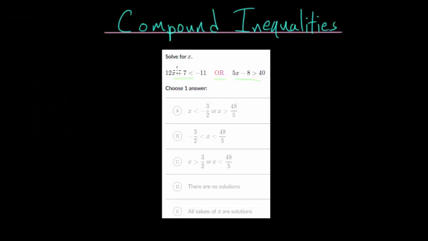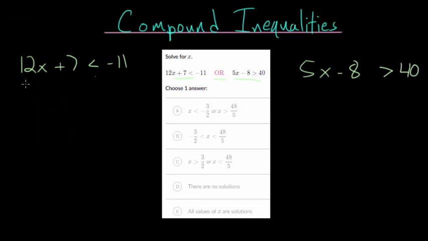So the first step is just to solve each of these inequalities by themselves. So we have 12x plus 7 is less than minus 11. And over here, I'll write 5x minus 8 is bigger than 40. So we're going to solve both of these. So we're solving for x. We're going to treat these pretty much just like equations. The only difference is that if we multiply or divide by a negative number, we have to remember to flip the sign. So for this first inequality, we want to get rid of the simpler operations first, the addition and subtraction, because we want to isolate our x term on one side.